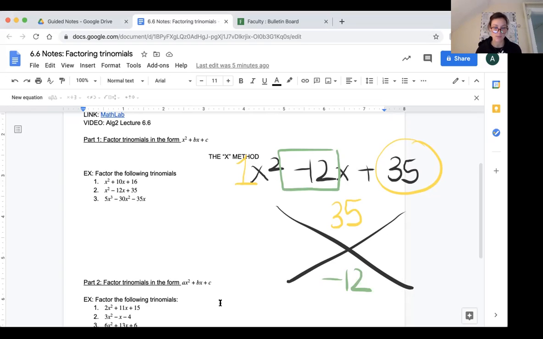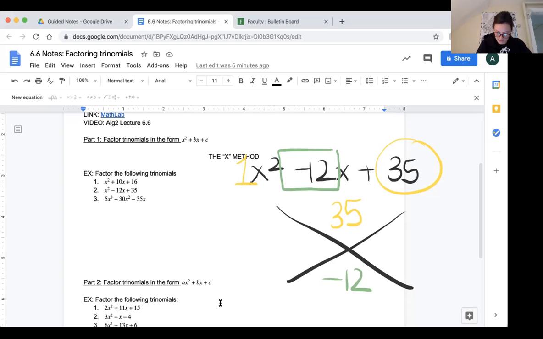So let's start thinking about this. We have 1 times 35. That will never get us to 12. We have 2 times nothing, 3 times nothing, 4 times nothing, 5 times 7. Well, 5 times 7 is equal to 35, and 5 plus 7 is equal to positive 12. But we want it to be negative 12.